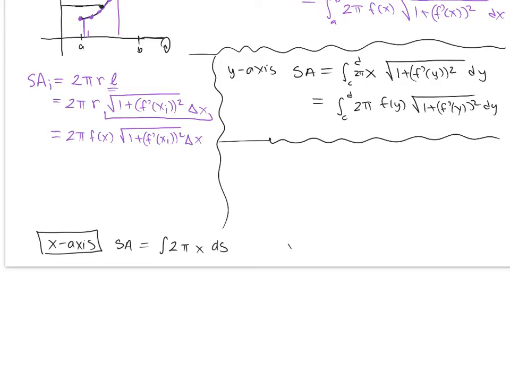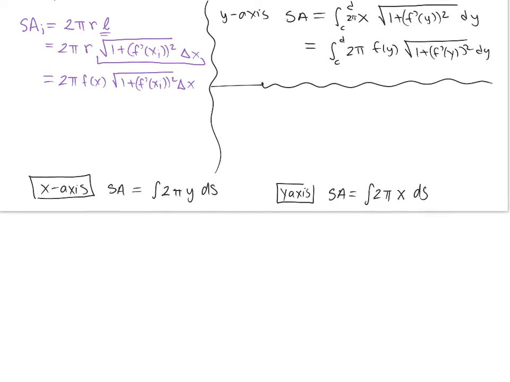And then for the y-axis, they say SA is equal to the integral of 2 pi, did I do that backwards? Crap. What should that say? Not x, should say y. What should the y-axis say? X. Okay.